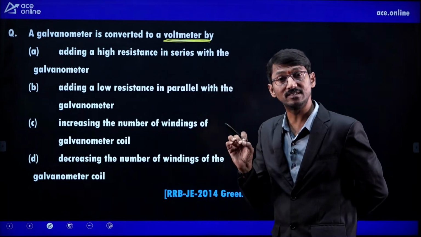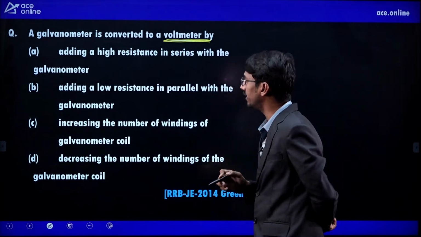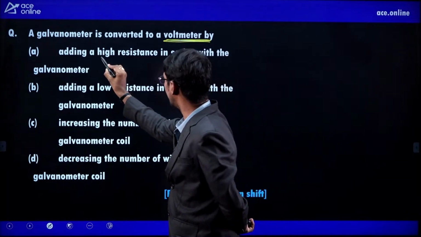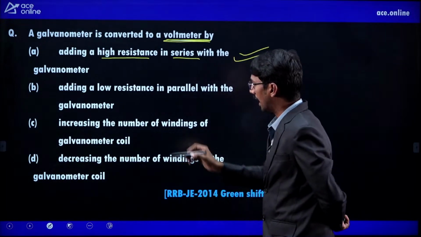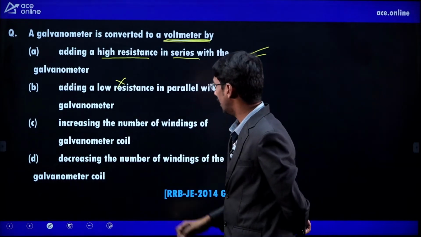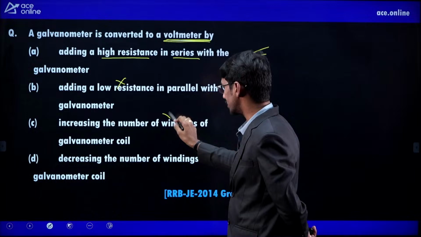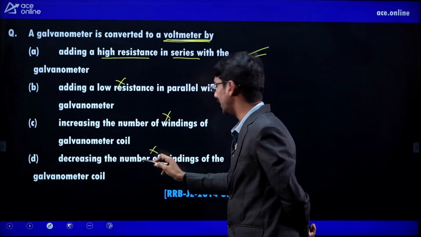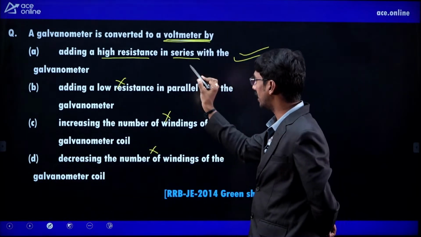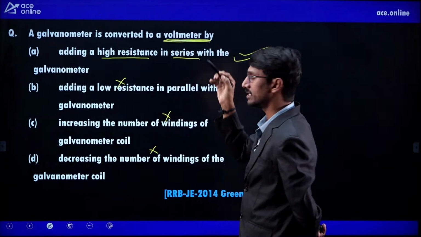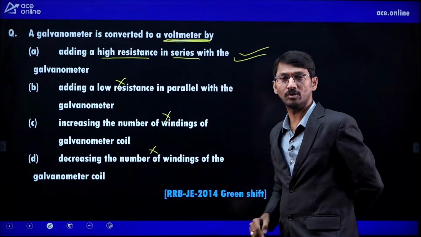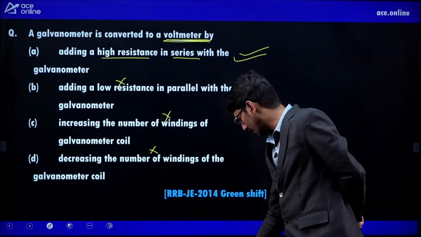High resistance in series. Yes, people have given the answer, very good. What is the answer? High resistance in series. Yes, correct, first option. Adding low resistance, wrong. Increasing the number of windings, wrong. Decreasing the number of windings, not at all. So, simply by connecting high resistance in series with the galvanometer, it simply acts as a voltmeter. Very good.